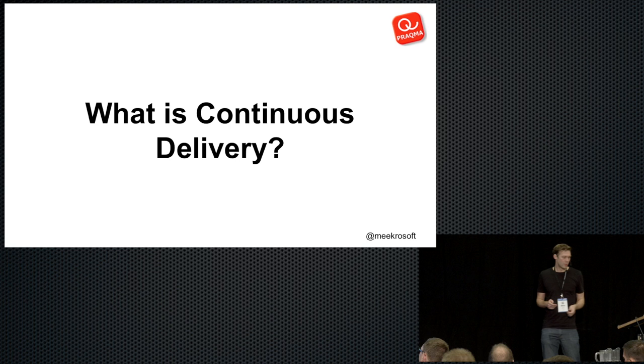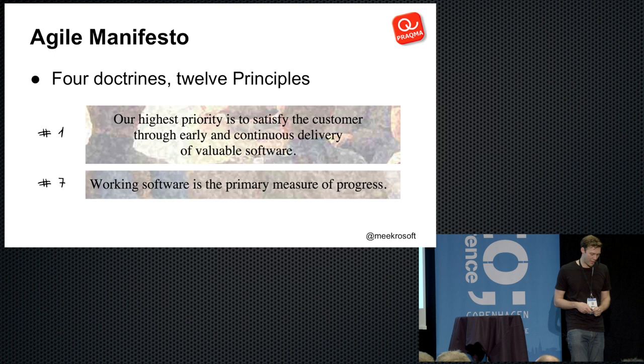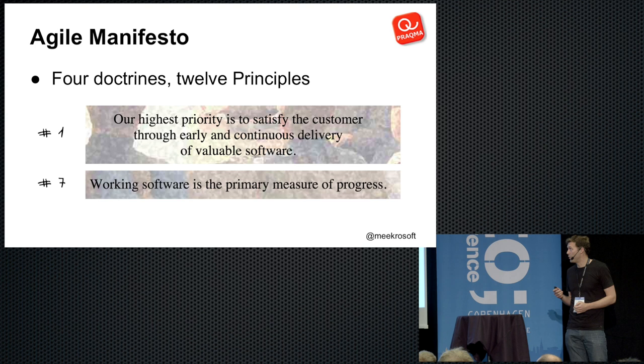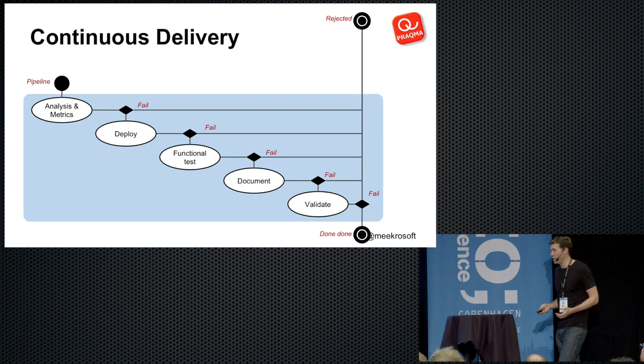So we know that continuous delivery is quite a recent name, but it comes from the Agile Manifesto, Principle 1 and Principle 7, where the names for these things came from. We know that continuous integration is: is this code good enough to share with my colleagues? And we know continuous delivery is: is this code potentially shippable? So you just push them together, and that's the story of what continuous delivery is.